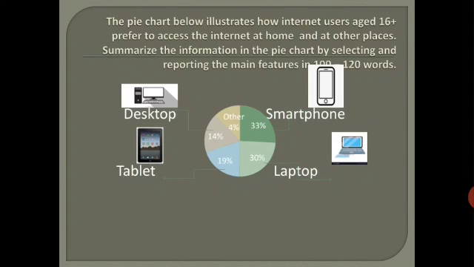So now you have a sample question. The pie chart below illustrates how internet users aged 16 plus prefer to access the internet at home and at other places.